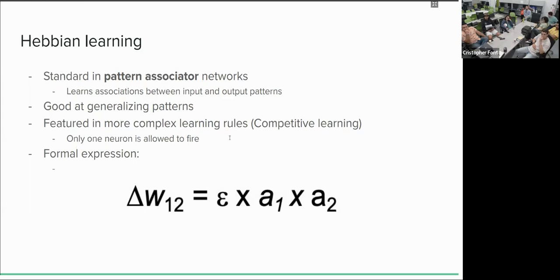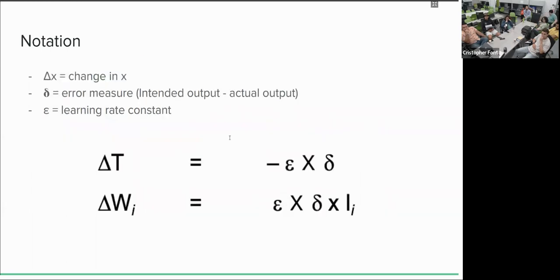And we're going to change the weights based on the inputs that we receive. We don't really need to get into it right now. We're going to see some more of the notation here. Delta X is just going to be the change in X, and the other delta is going to be the error measure, which is just the intended output minus the actual output. So it's kind of like the error. And then epsilon is our learning rate constant.